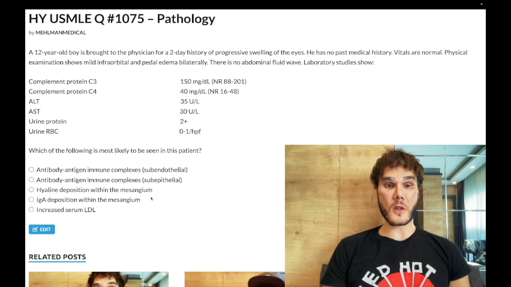Choice D, IgA deposition in the mesangium. Wrong answer. This is IgA nephropathy. It's nephritic, not nephrotic. Okay, so you'd have red urine. IgA nephropathy is going to be red urine 1 to 3 days, not weeks, 1 to 3 days after a viral infection. They don't have to mention the viral infection on USMLE.